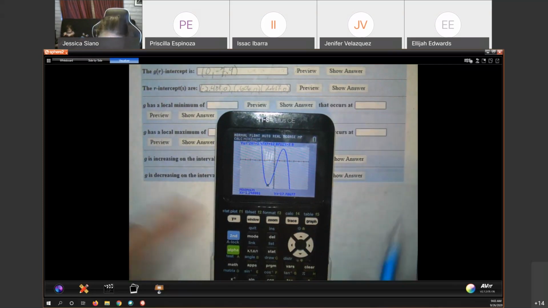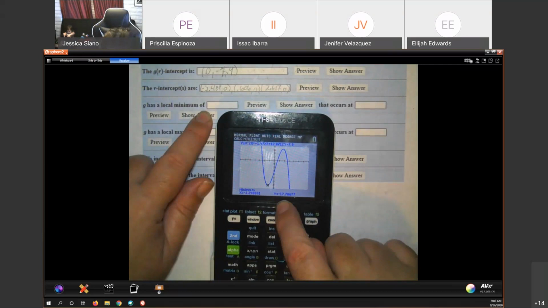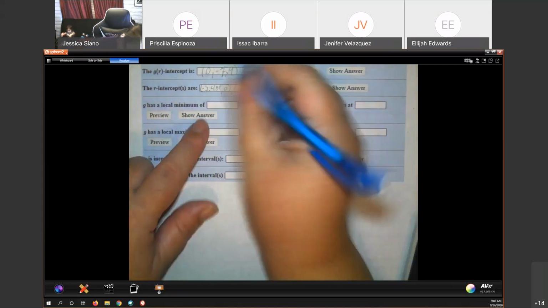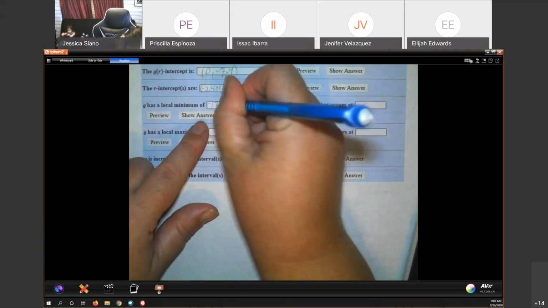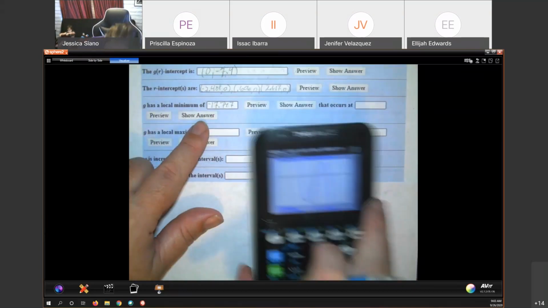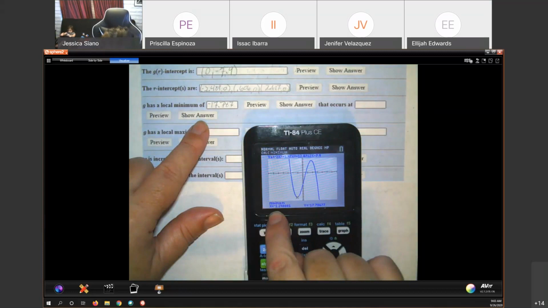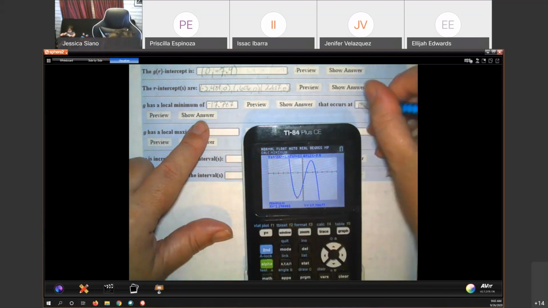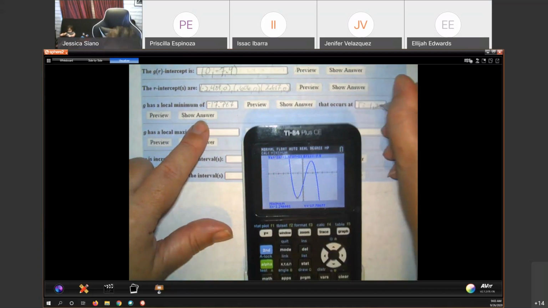So then the minimum of negative 17.787 at r equals negative 1.240.